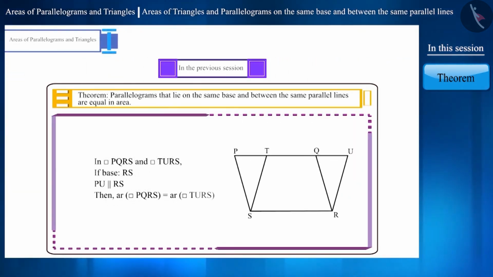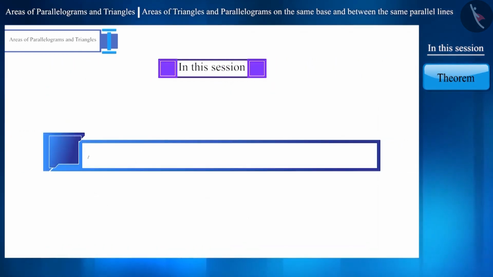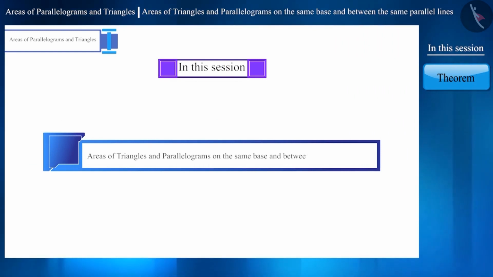In the previous session, we learnt about parallelograms lying on the same base and between the same parallel lines. In this session, we will learn about the areas of triangles and parallelograms that lie on the same base and between the same parallel lines.